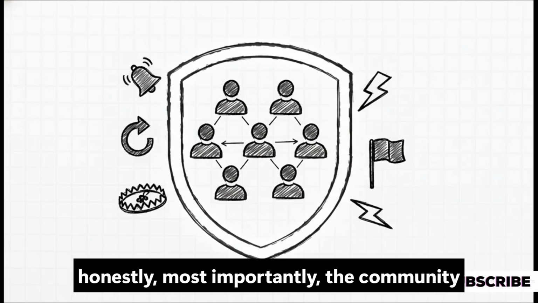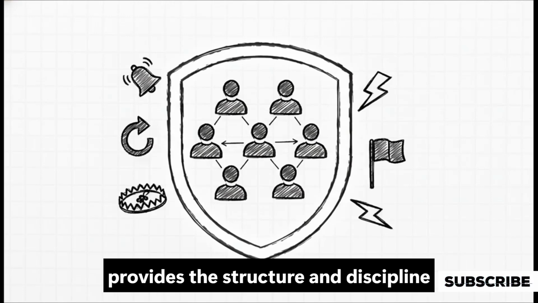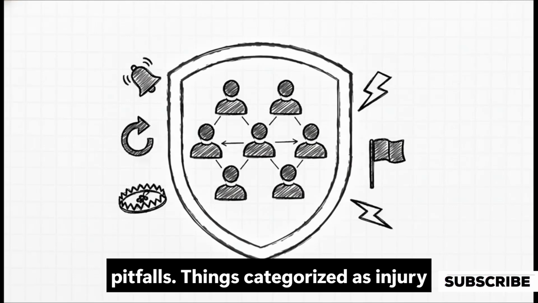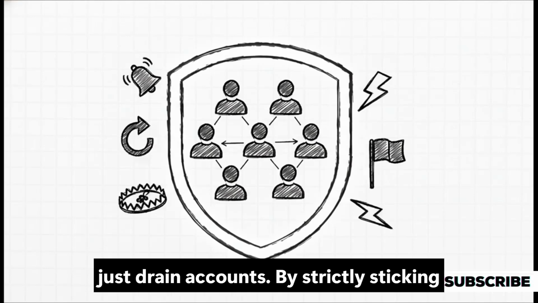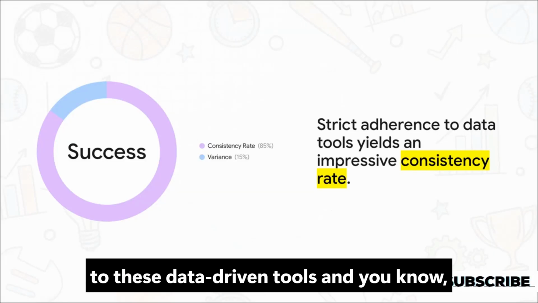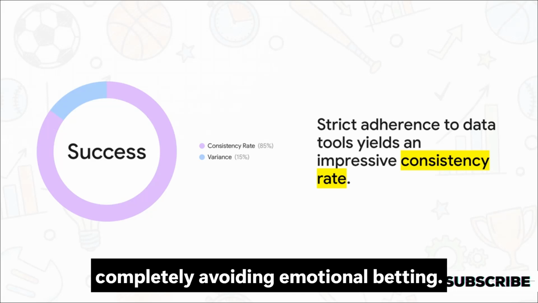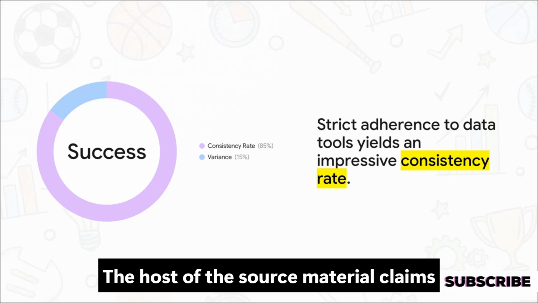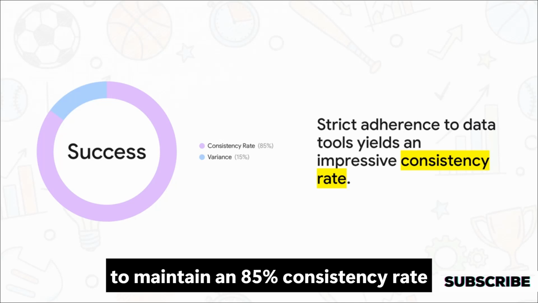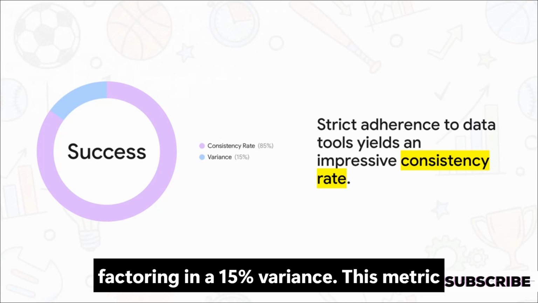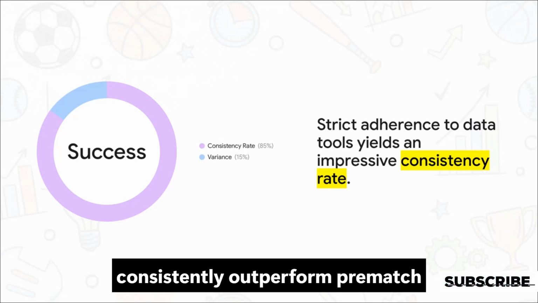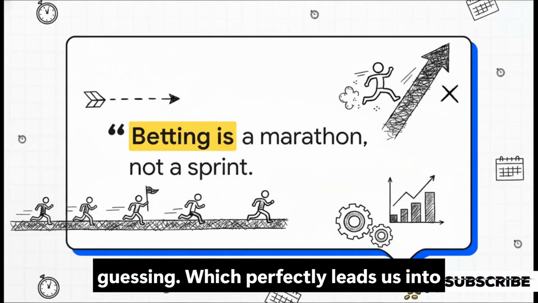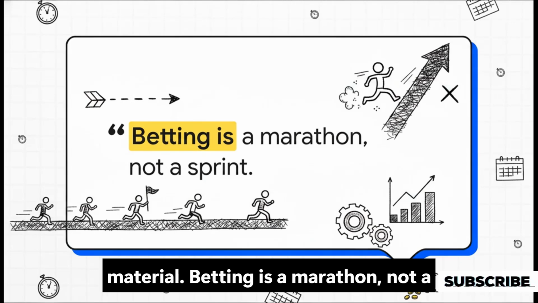But honestly, most importantly, the community provides the structure and discipline required to avoid common amateur pitfalls, things categorized as injury traps and 1.25 anomalies that typically just drain accounts. By strictly sticking to these data-driven tools and completely avoiding emotional betting, the host of the source material claims to maintain an 85% consistency rate, factoring in a 15% variance. This metric is really presented to underline their core argument that structured math and real-time reaction can systematically and consistently outperform pre-match guessing. Which perfectly leads us into the concluding mantra of the source material.